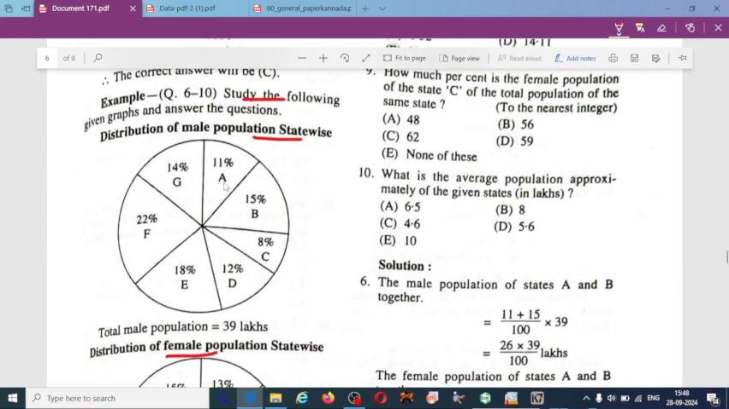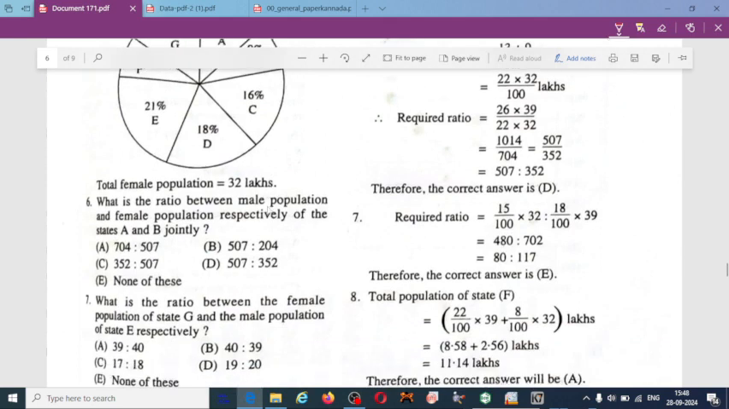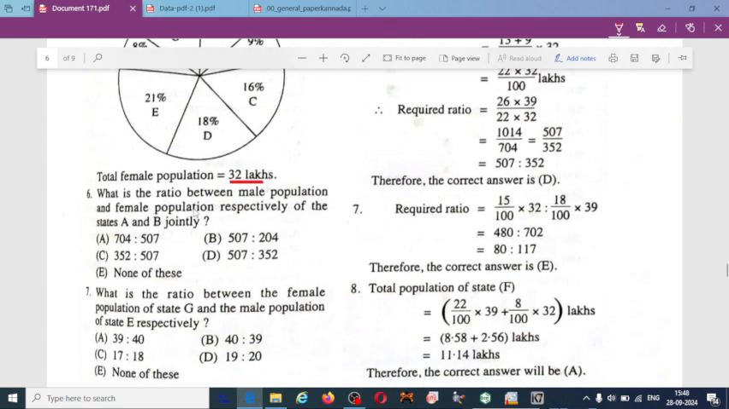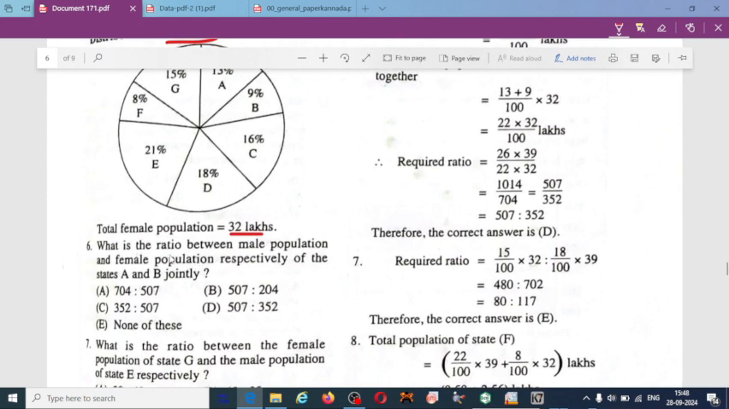You can observe here A, B, C, D, E, F, G for different states, the male population, and for different states the female population. Total population for male 39 lakhs, total female population 32 lakhs. So here you will come across the questions. What is the ratio between male population and female population? As I said, ratio and proportion. Many questions will be there in these types of data interpretation.